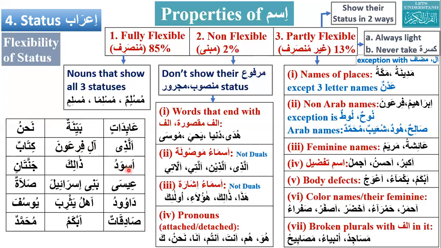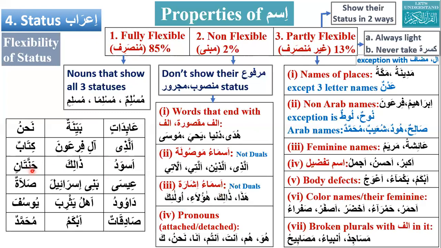Aswadu, Hassan. Aswad is black. Hajri Aswad, you know. Aswadu is partly flexible, because it is the name of a color. Zalika, Manal. Non-flexible.